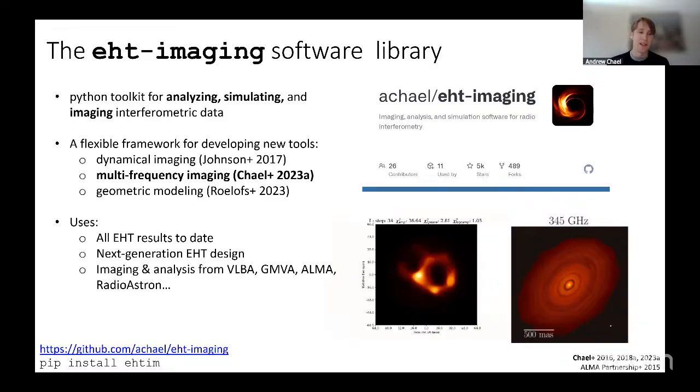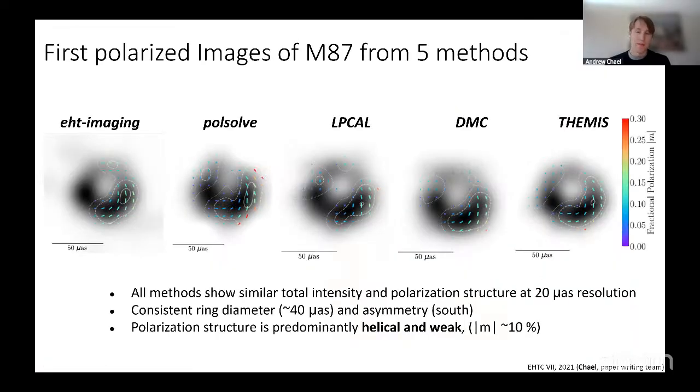I won't get into too much detail of it, but it was one of the early things I did as a grad student to create this library, and it's been used in many EHT publications. And I think hopefully it's been useful beyond the EHT as well in other areas, and as a toolkit also for developing new tools for things like dynamical imaging and multi-frequency modeling as well. Okay, but back to polarization, we use this set of different imaging techniques.